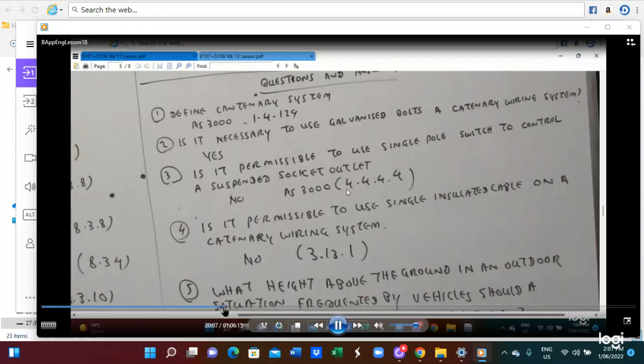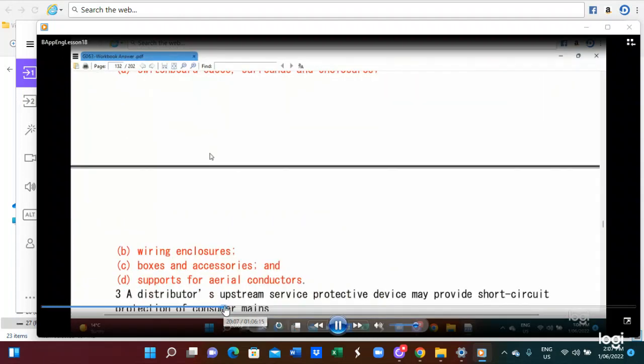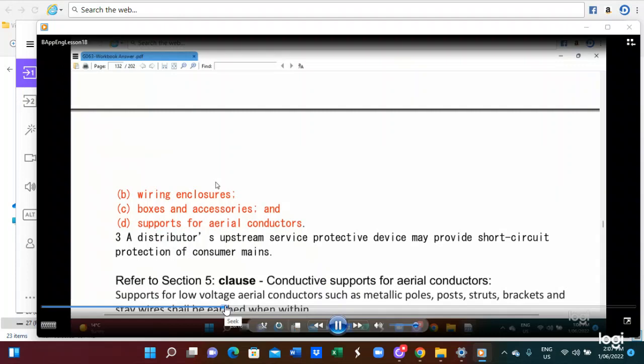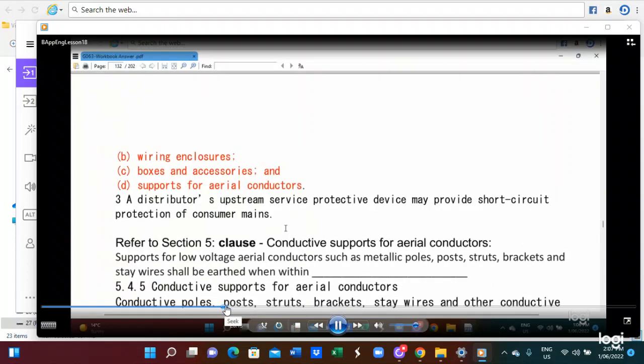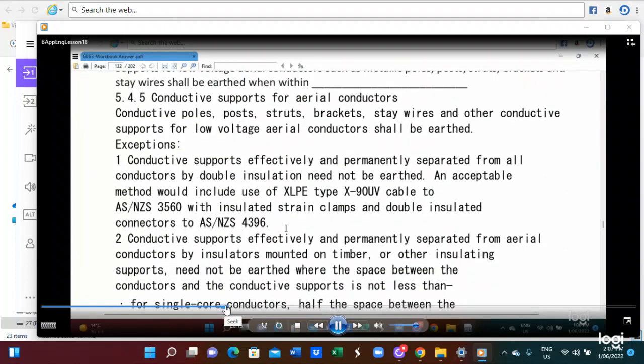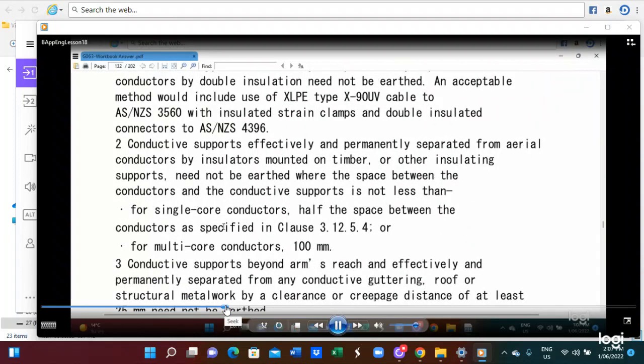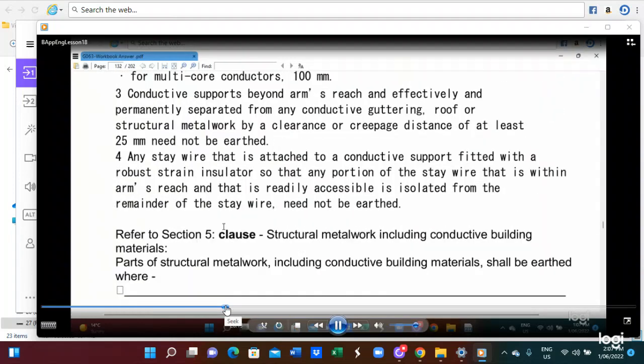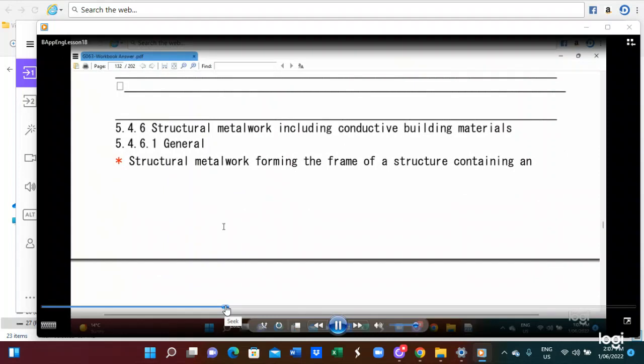Then we are talking about the AS/NZS 3000. You have to read those notes. Those are the connection diagrams, also the earth connection and earth protection. Those things you can also see.